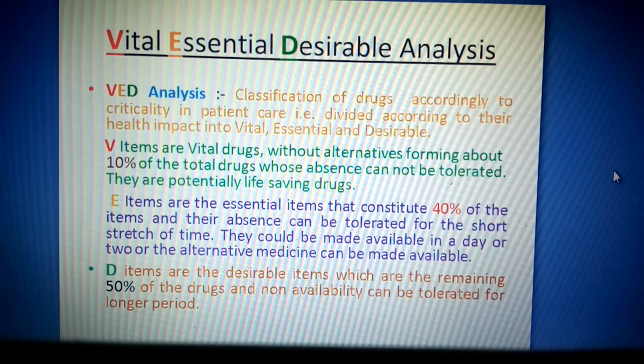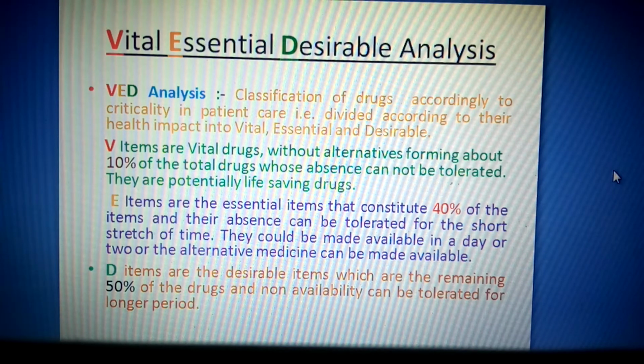Next is VD analysis. VD means vital, essential, desirable analysis. In VD analysis, classification of drugs is according to criticality in patient care, that is divided according to their health impact into vital, essential and desirable. V items are vital drugs without alternatives, forming about 10% of the total drugs whose absence cannot be tolerated. They are potentially life-saving drugs.